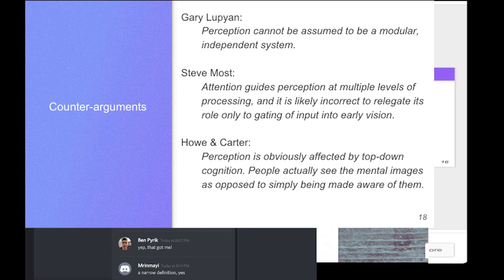And Carter said that perception is obviously affected by top-down cognition because of mental imagery. We can literally perceive something in our mind's eye. And Scholl just said, nope, I don't agree. And even if that were the case, so what? That is a direct quote. And if mental imagery and perception share characteristics, they differ in vividness, speed, effortfulness, and these differences allow for distinguishing between imagery and perception.